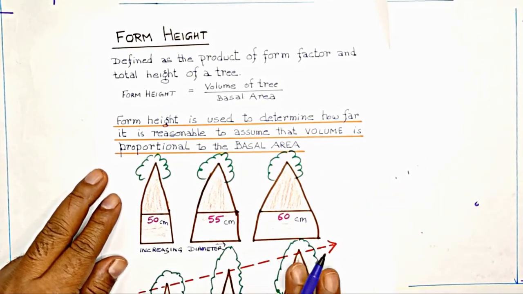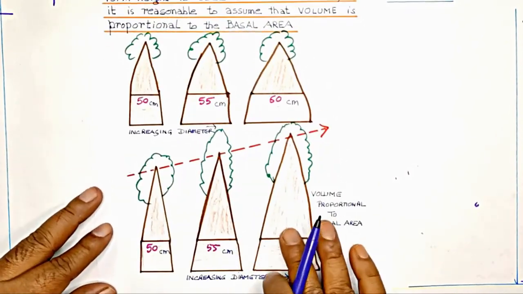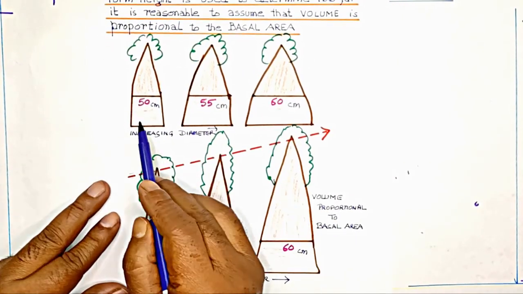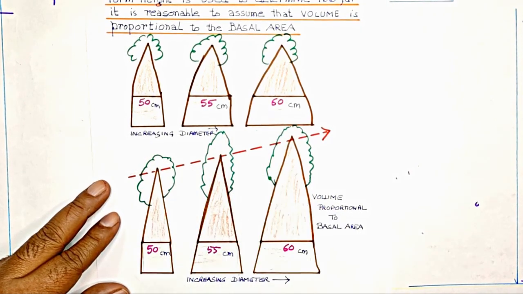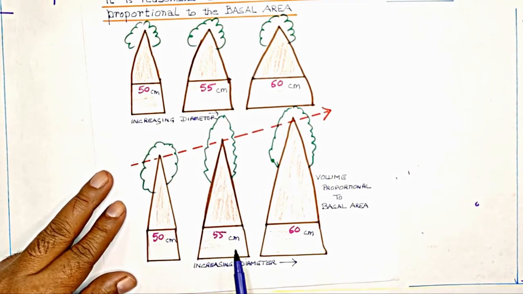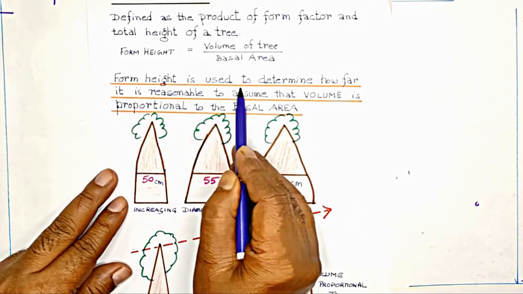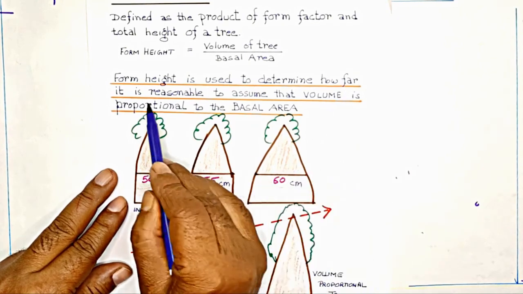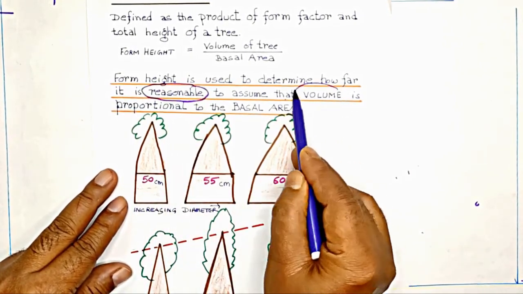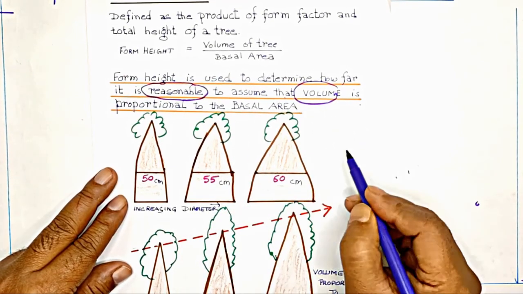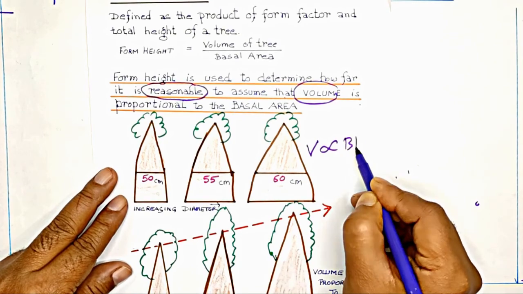So what is form height? We'll see this one. Two diagrams are there. For example, this is a diameter of 50 centimeter. It increased to 55 centimeter, then to 60 centimeter. Similarly, 50 centimeter, 55 centimeter, 60 centimeter. Form height is used to determine how far it is reasonable to assume the volume is proportional to the area. Now, how much is the volume proportional to the basal area?